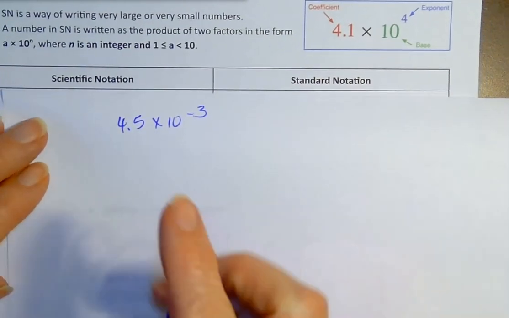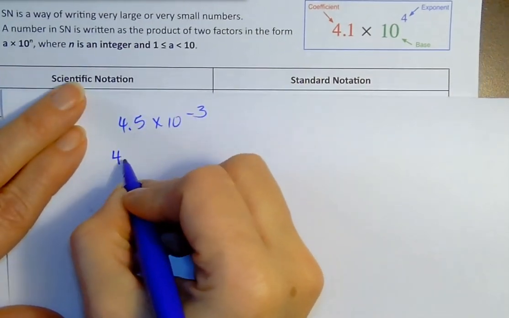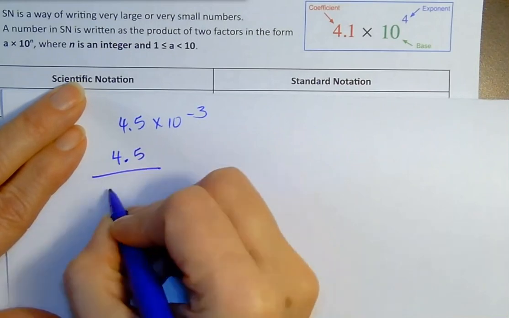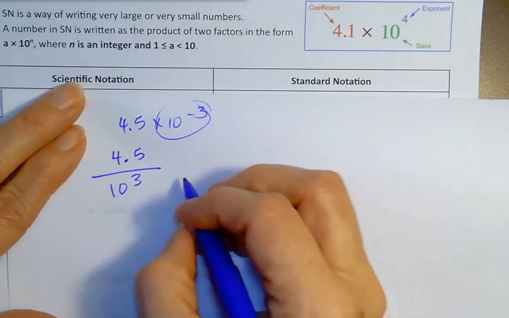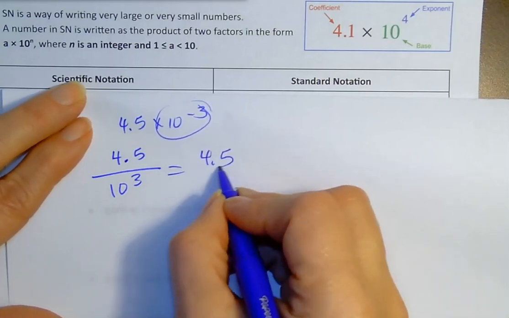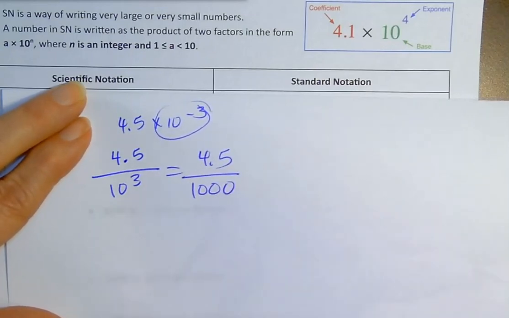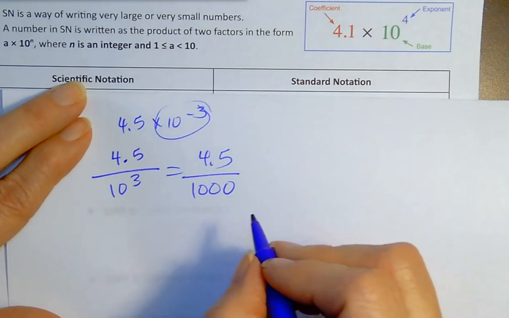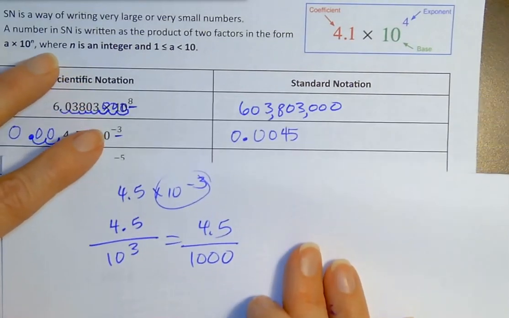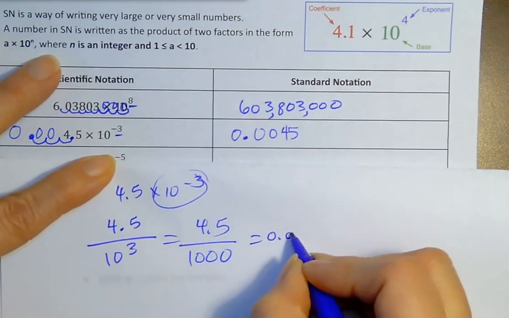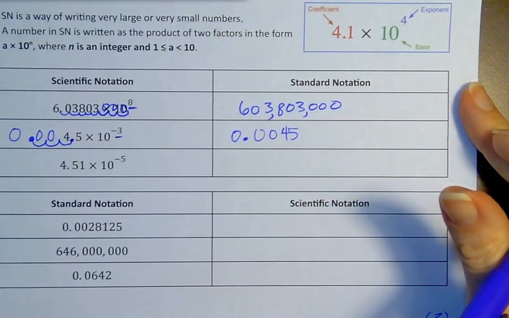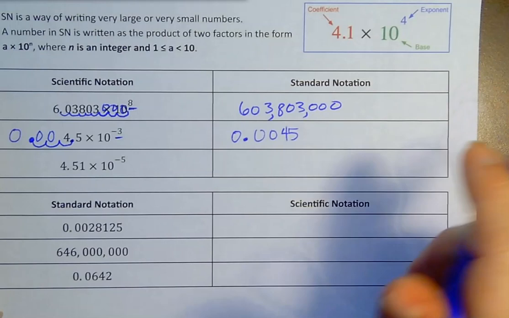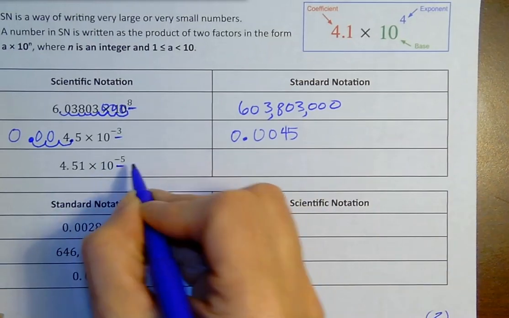You are really saying 4.5 times 10 to the negative 3. So what we just learned is that what you're really doing is 4.5 over 10 to the third, right? That's what that means. We're going to move that to the denominator, and that's really 4.5 over 1,000. And if you do that on your calculator, you will get 0.0045.